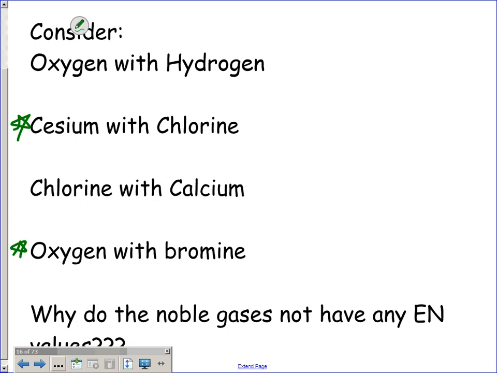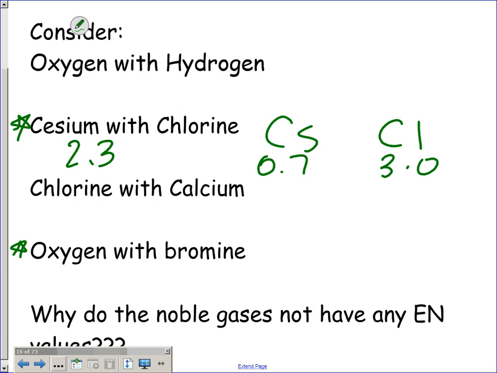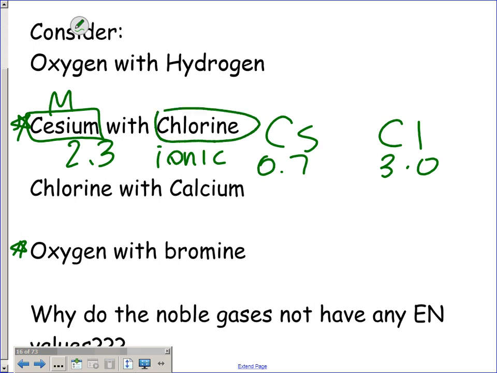Cesium, what's cesium's number? I don't have it in front of me, I'm trusting you. 0.7. What's fluorine's number? 3.0. What's the difference? 2.3. Okay, where does that fall in our category? Ionic. And guys, didn't you know that was ionic already? This is the metal, and this is a non-metal. That doubly or triply confirms your belief. Metal nonmetal is ionic. The little chart tells you it's ionic, and that's simply because they have a very, very large difference between their electronegativity values. So that is ionic.